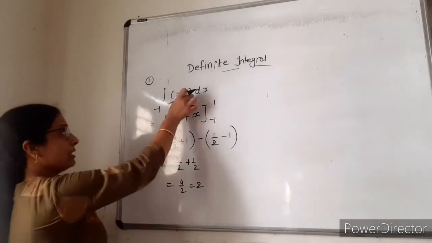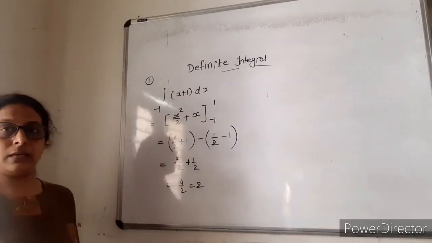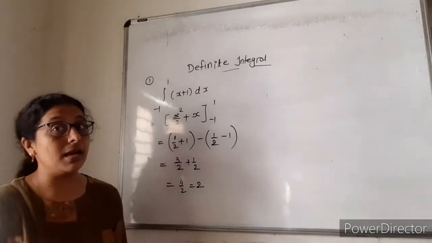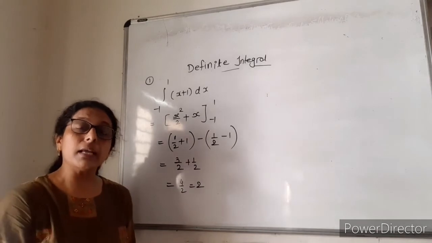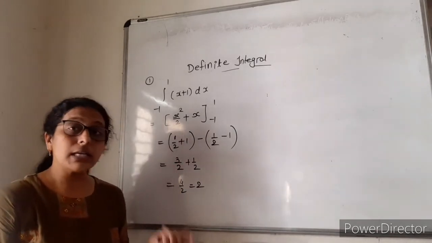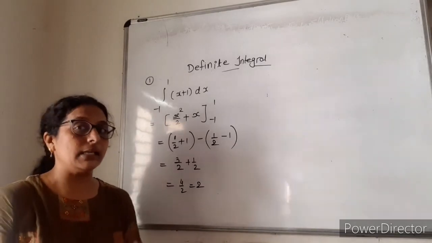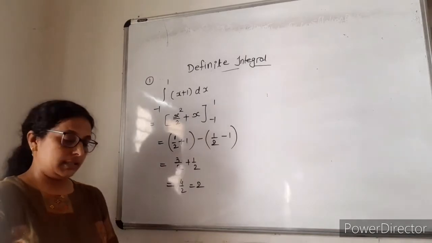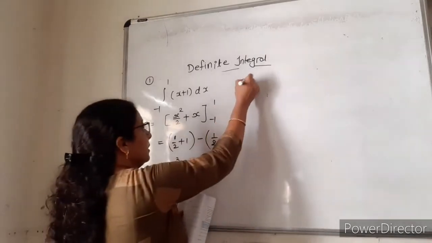So we just find the integration the same way and then apply the limit and simplify, we get the answer. This is definite integration, so it has a definite value. So we will not add any constant c in definite integration. Keep that in mind. Okay? Then question number 2.